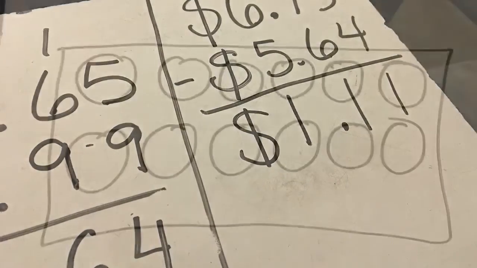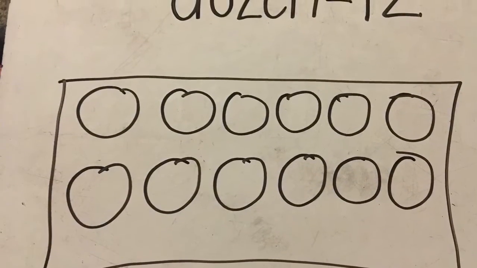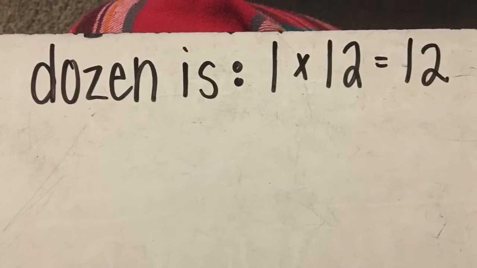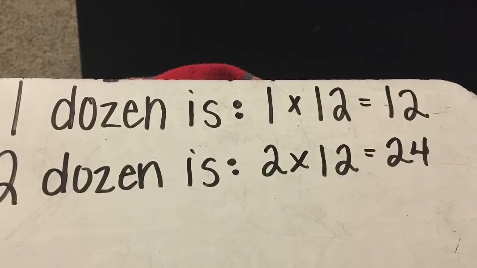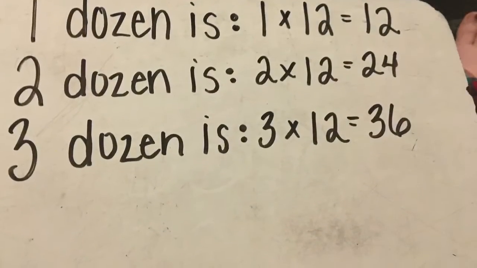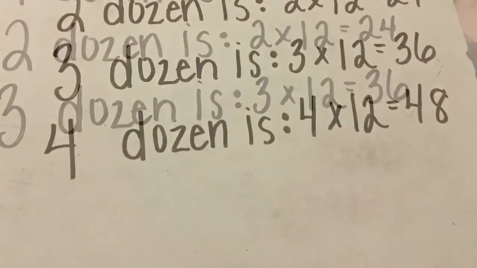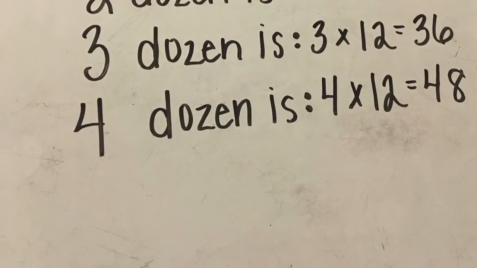The next one, we have to talk about the review of what a dozen means. A dozen eggs is 12. So 1 dozen would be 1 times 12, which is 12. 2 dozen is 2 times 12, which is 24. 3 dozen would be 3 times 12, which is 36. And 4 dozen, 4 times 12, which is 48. And we could go on and on.